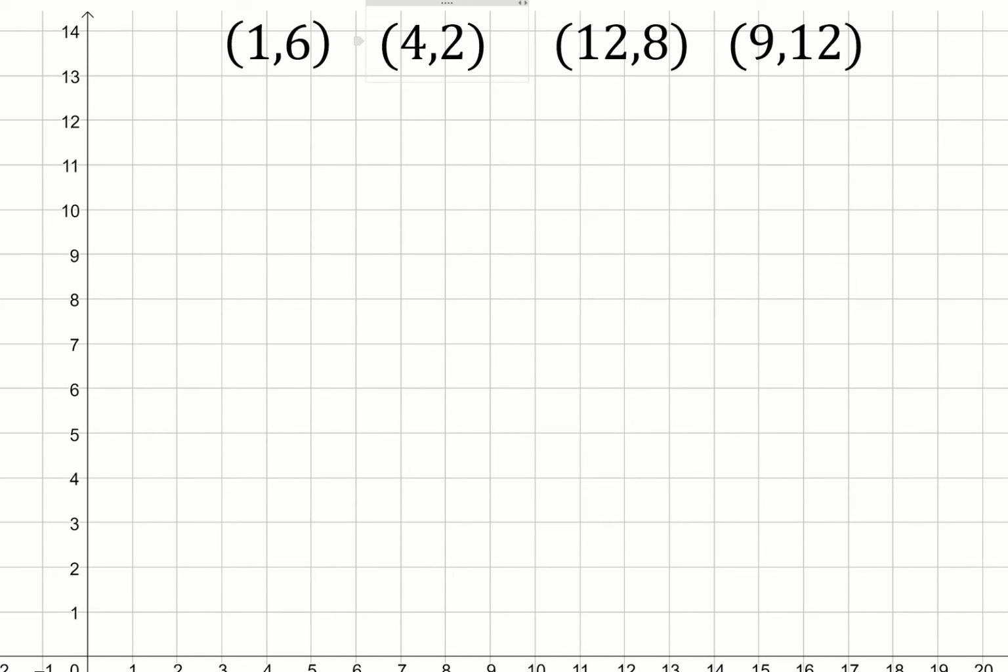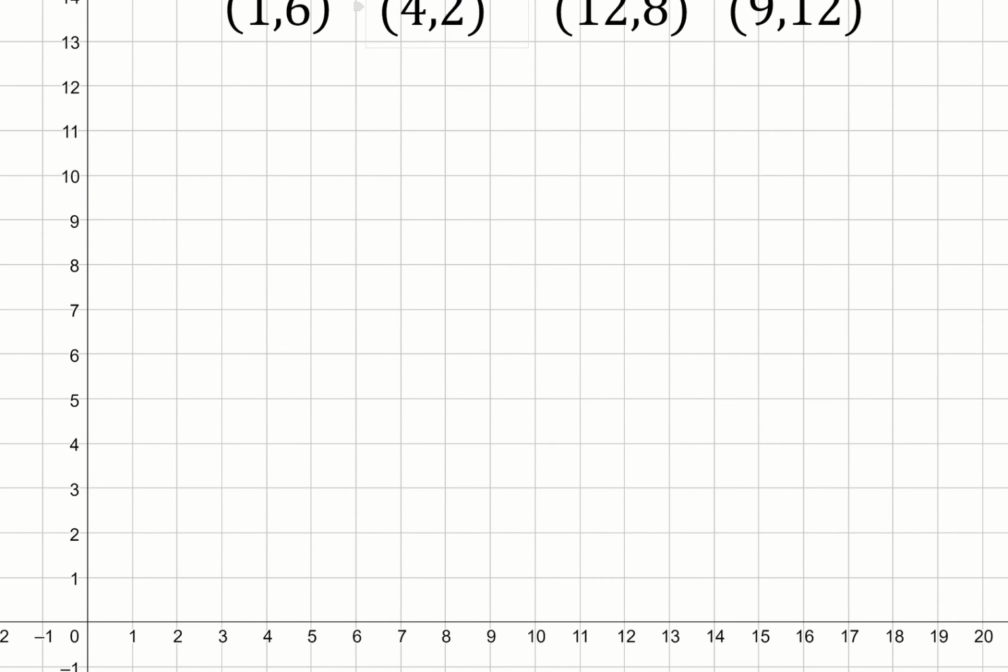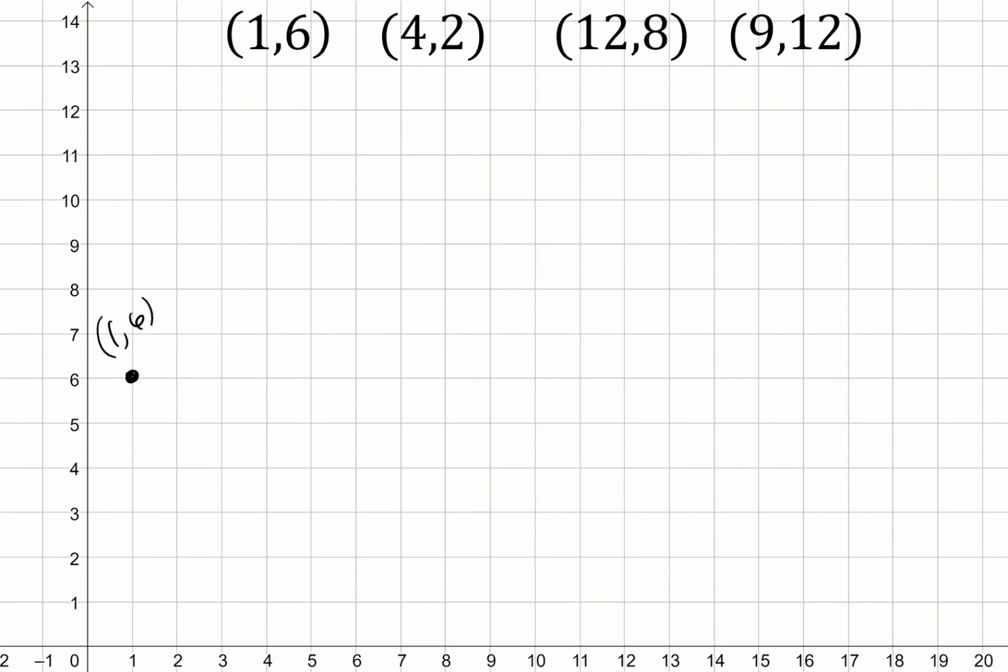The first point I've got here is 1, 6. There's a point, except I need a pen. That's the point 1 comma 6. I might write down that coordinate 1, 6. Another point I have is 4, 2. So x is 4, and then I go up 2. Oh, maybe some of you are seeing this for the first time. You've never plotted points before. 12, 8. Here's 12. I'm going to go up and plot 8. Really? 12, 8?